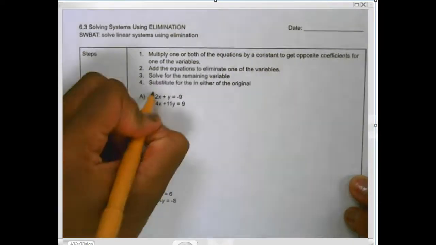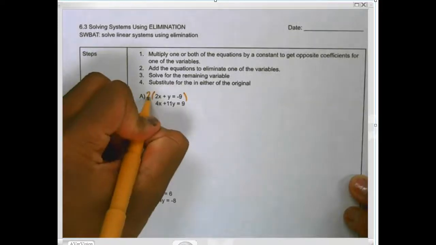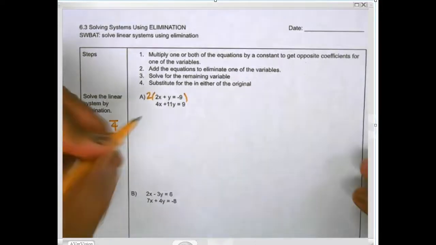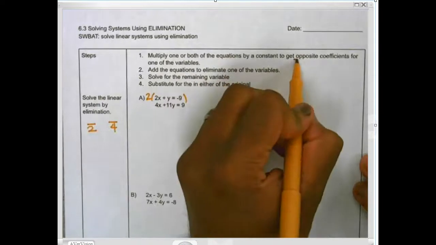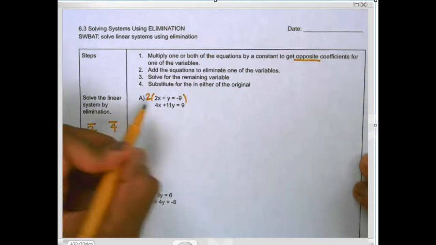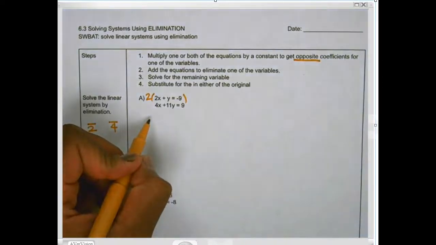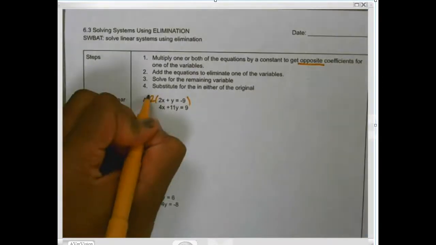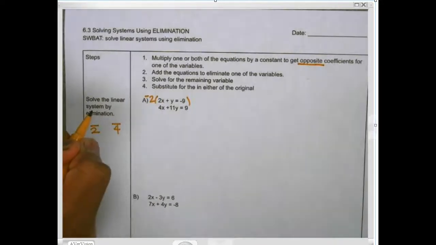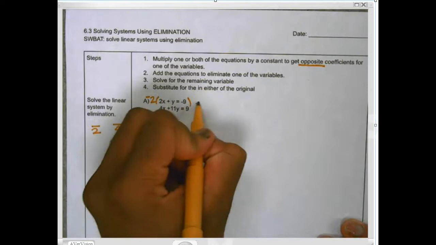So I have to multiply this top one by 2, but if you go back here, it says that I want to get opposite coefficients. Well, this is going to give me 4x and 4x. That's not what I want. If this is 4x, I need the other one to be negative 4x. So I'm going to multiply that one by negative instead. So let's multiply. Let's see what we get.